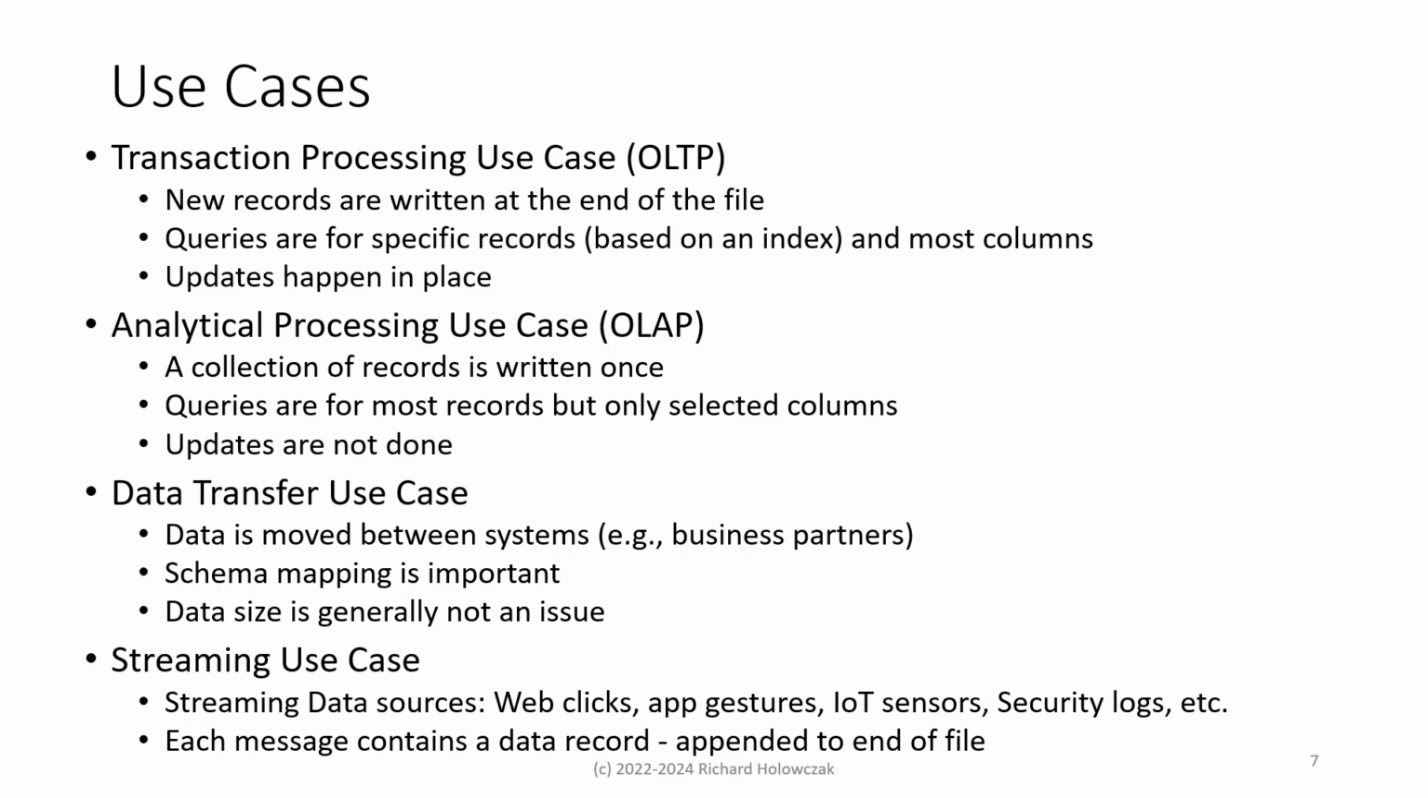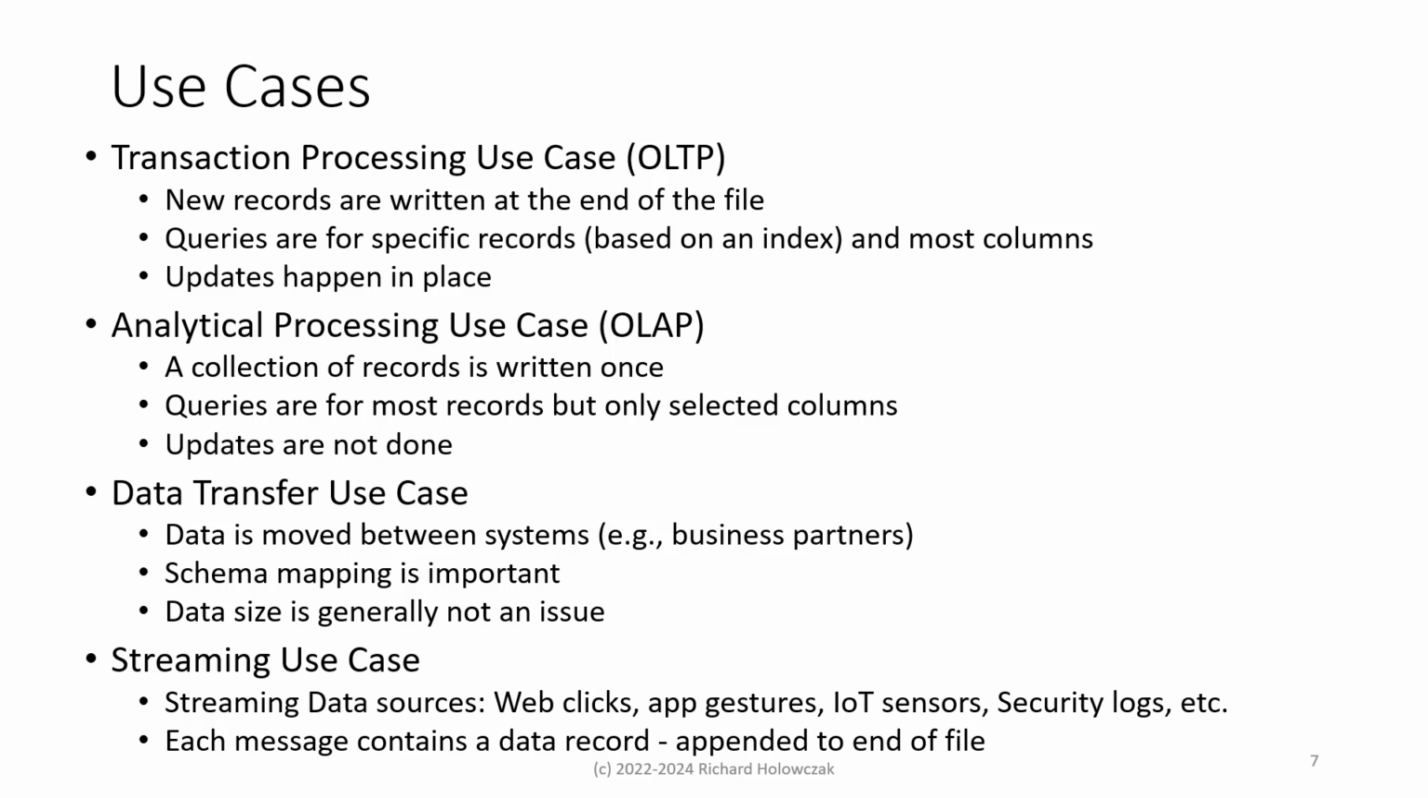The last use case is the streaming use case. Here, we have streaming data sources like web clicks every time a customer clicks on our website, or an app gesture every time someone selects a button or swipes on our app. Internet of Things sensors like smart thermostats or Ring doorbells. Security logs when someone tries to connect to a system within our company and that generates a security log. These are all streaming sources of data. These are data that come in on a continuous basis.